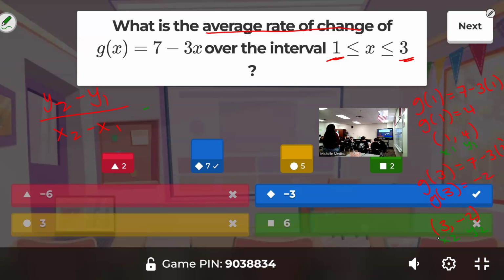And when I put it into this formula, it is -2 minus 4 over 3 minus 1. Y2 minus y1 over x2 minus x1. What's -2 minus 4? -6. What is 3 minus 1? And that is how we get the average rate of change is -3. It means it's decreasing by 3 for each one interval of x on average. Good. Any questions? That one's just like a constructed response one on your test.